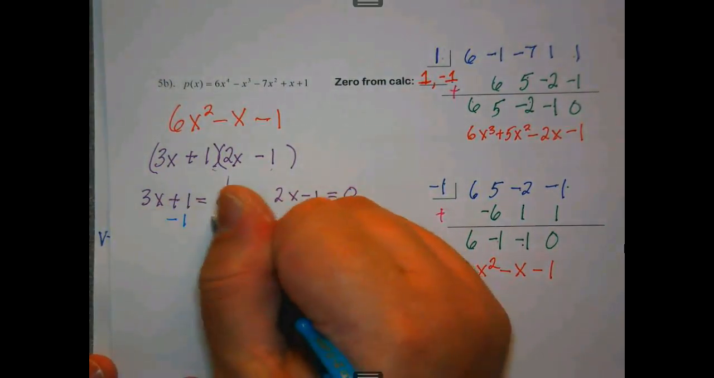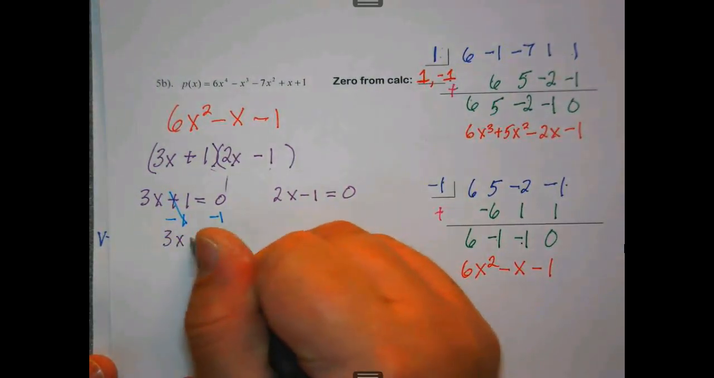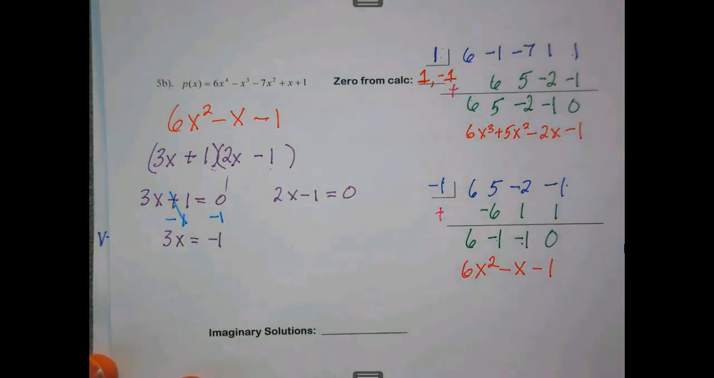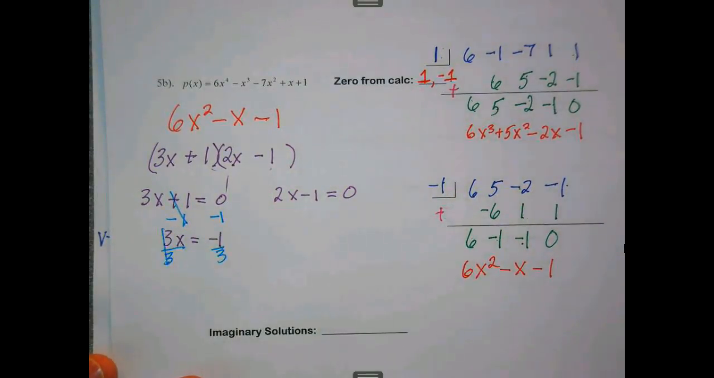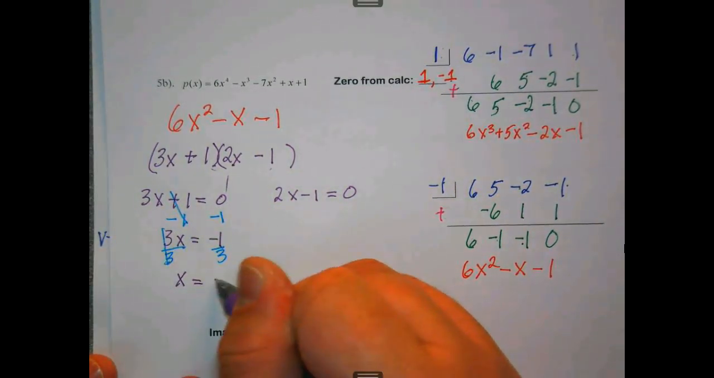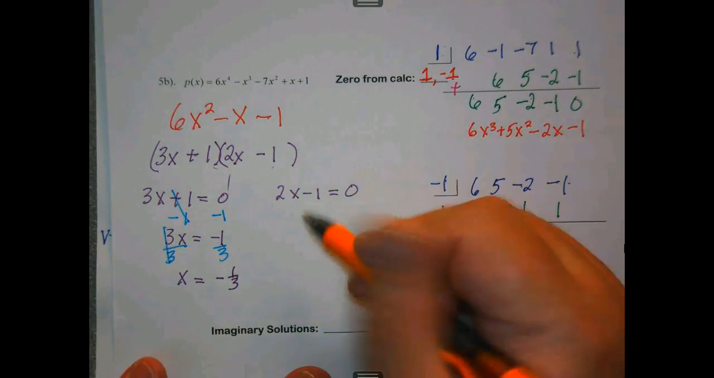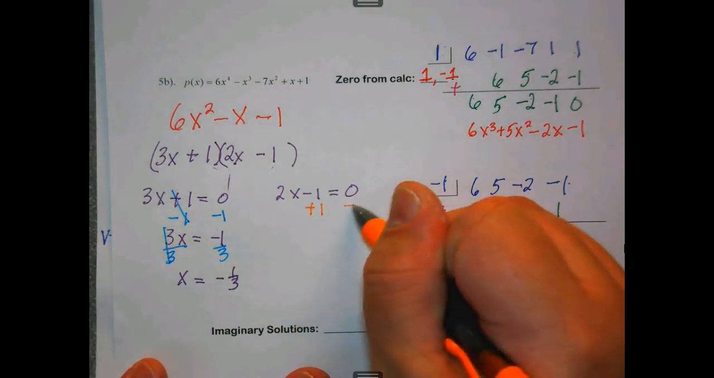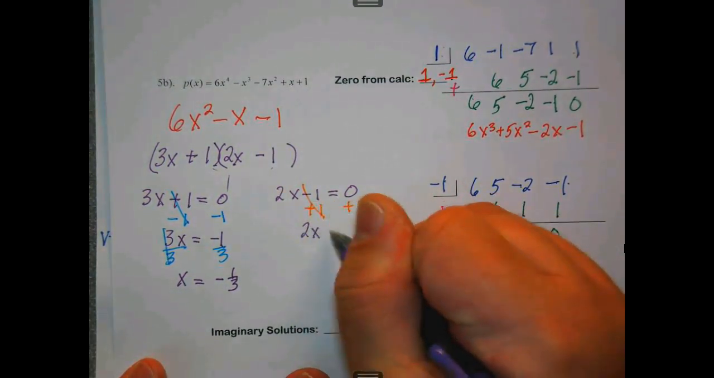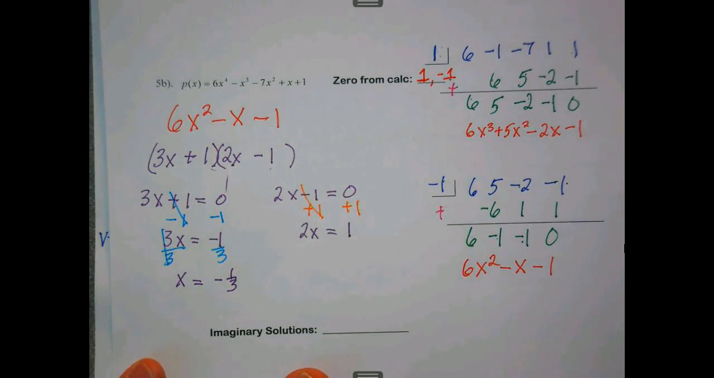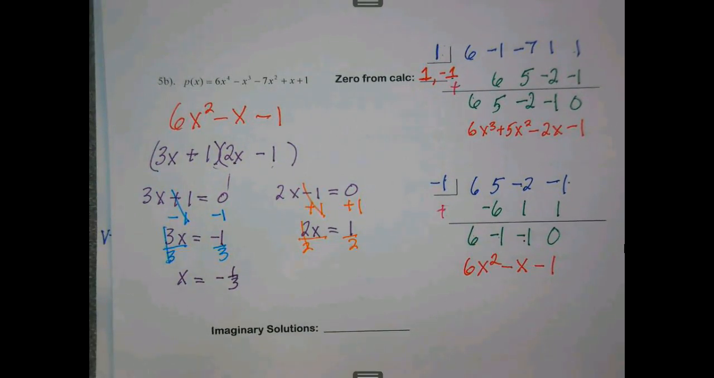So I subtract 1, subtract 1. I get 3x equals -1. Divide by 3, divide by 3. I get x equals -1/3. Do the same for this factor. Add 1, add 1. I get 2x equals 1. Divide by 2, and I get x equals 1/2.